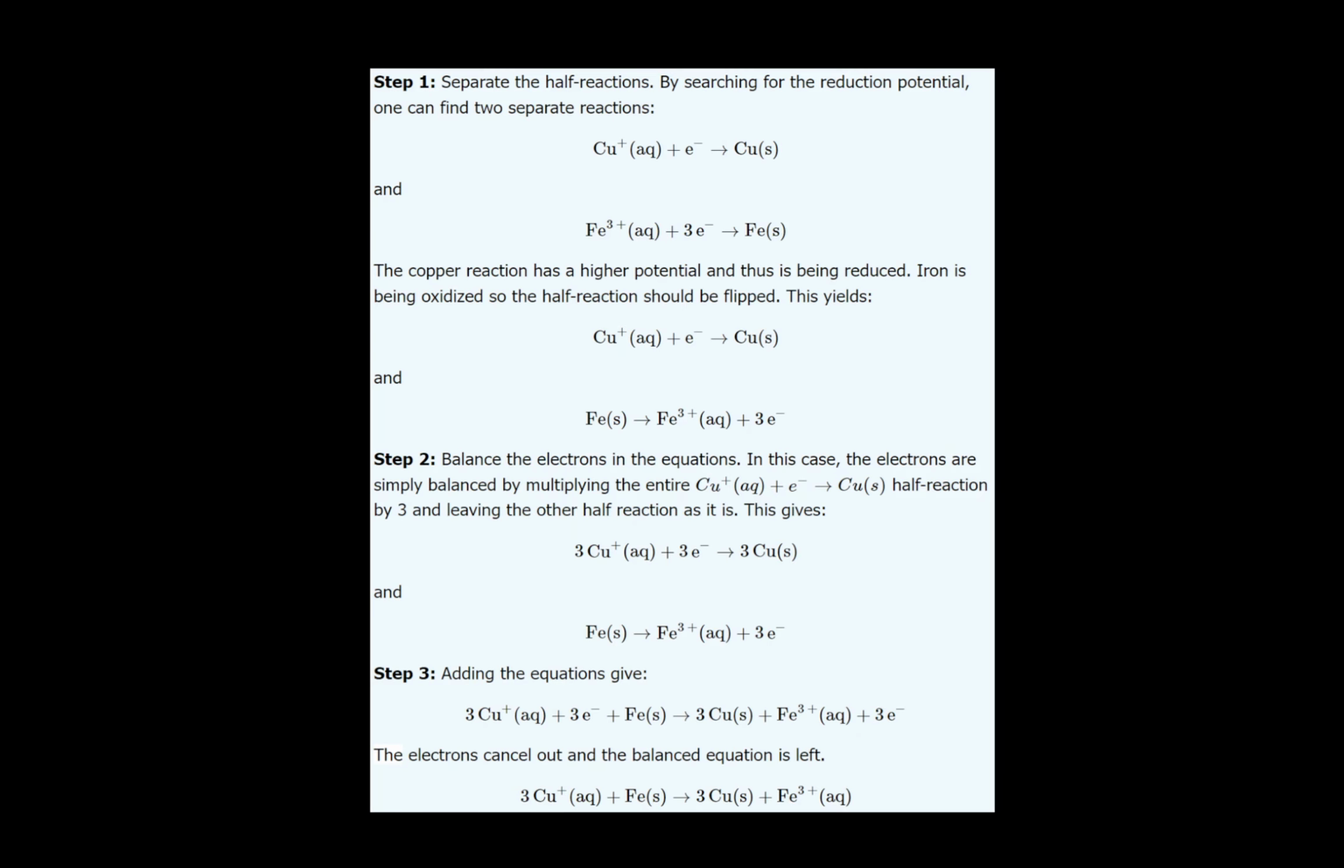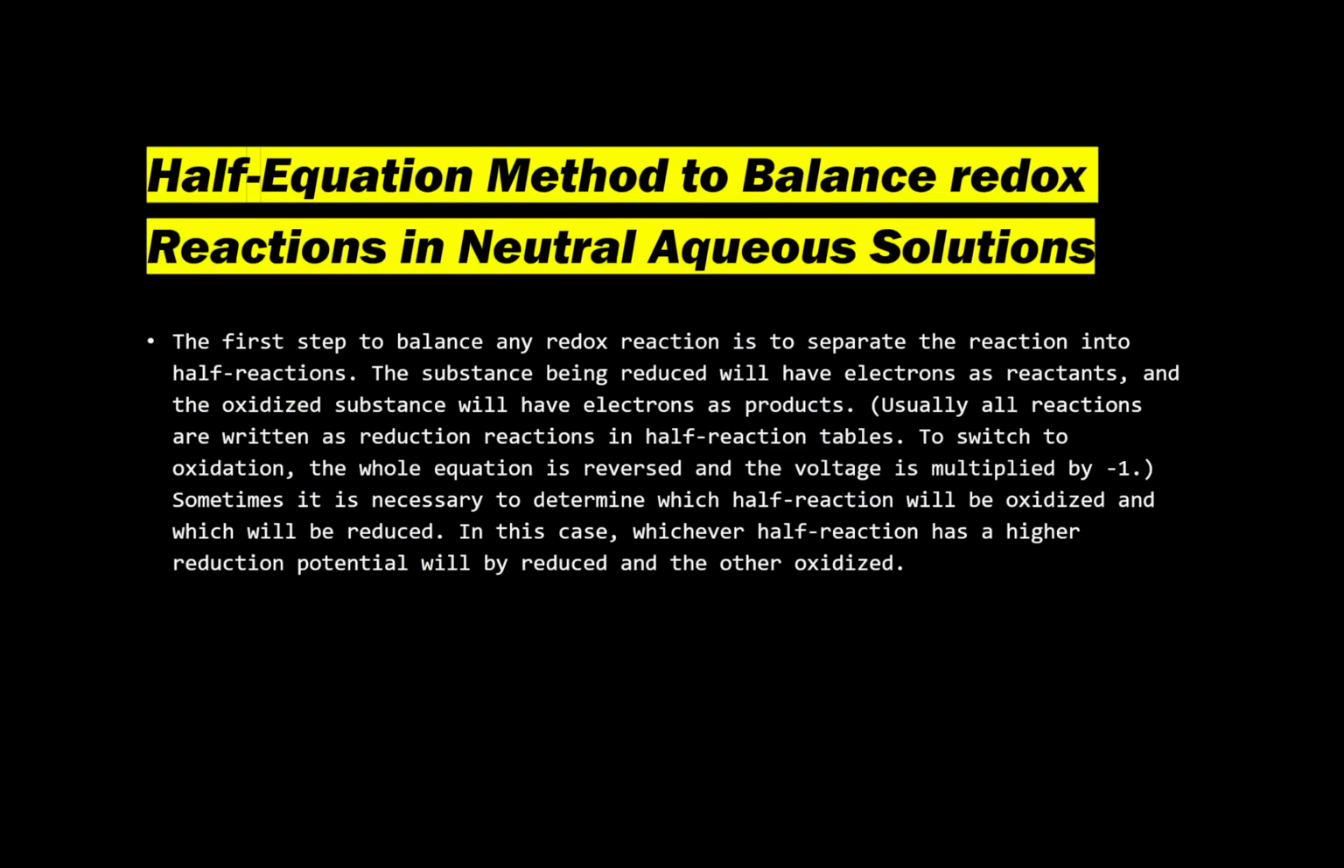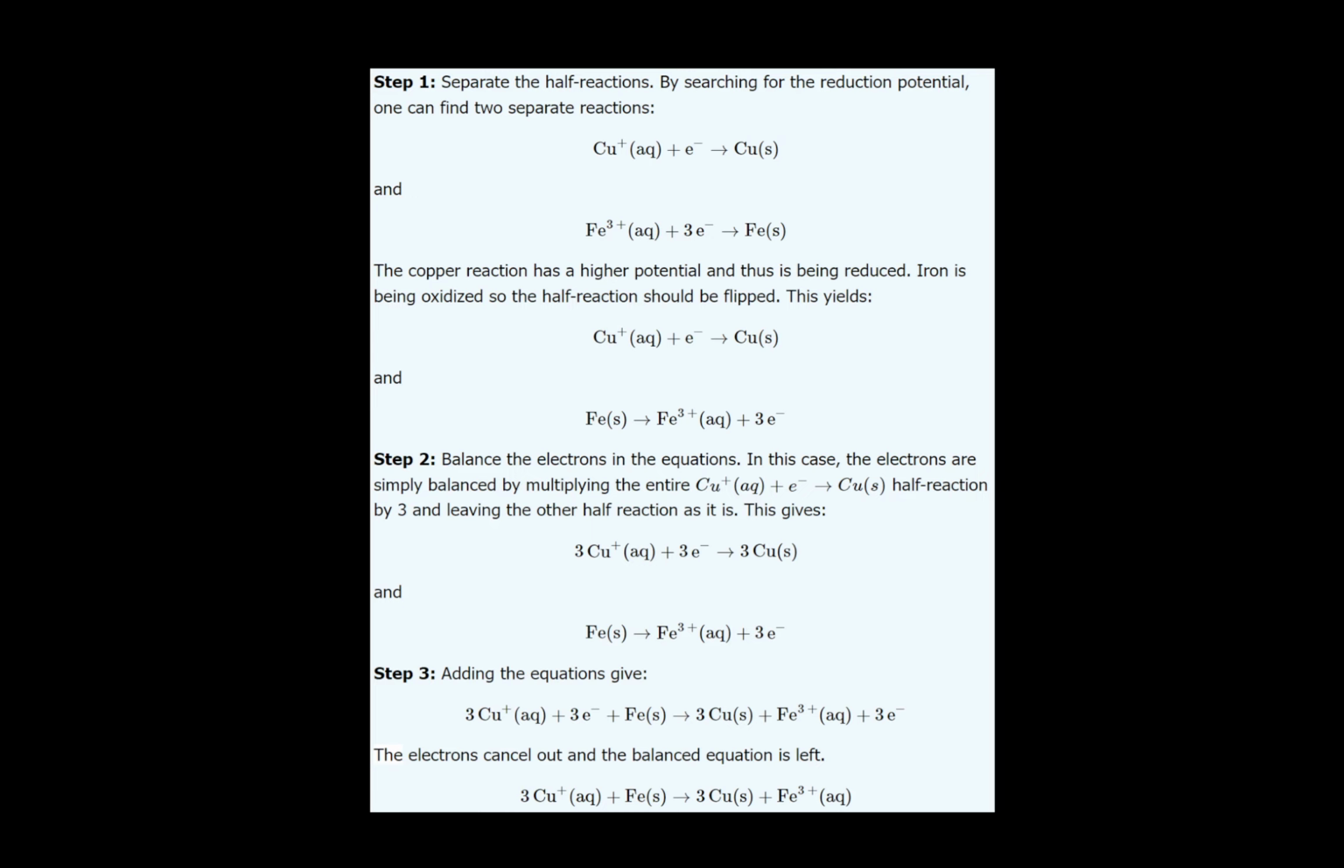All right, but let's have a look at this. Step 1. We're starting with this general equation here. We're looking at copper and iron reacting. So first, what we do is separate the reactions, by searching for the reduction potential, but we haven't really gone into that yet.